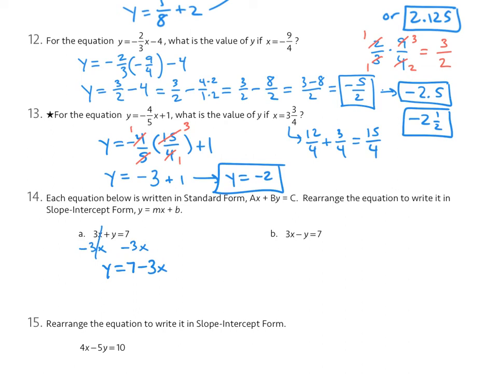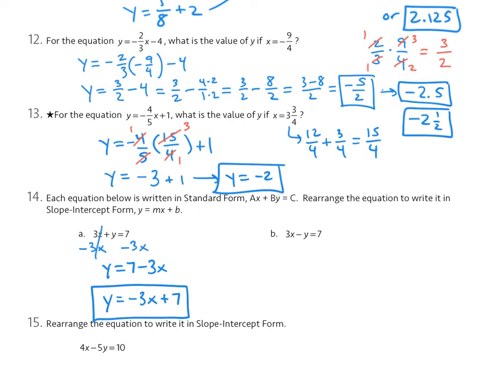If I want to be very rigid with my definition of slope-intercept form, I want the x term to come first, so I'll write y equals negative 3x first, and then the 7 comes next, and it's positive, so we will write plus 7. So negative 3x plus 7.